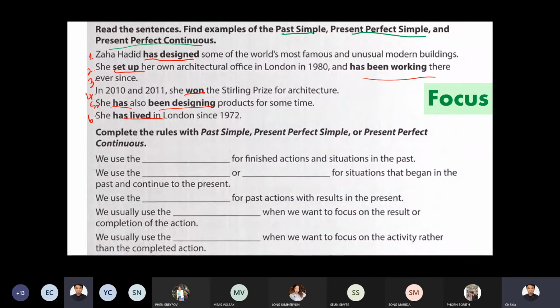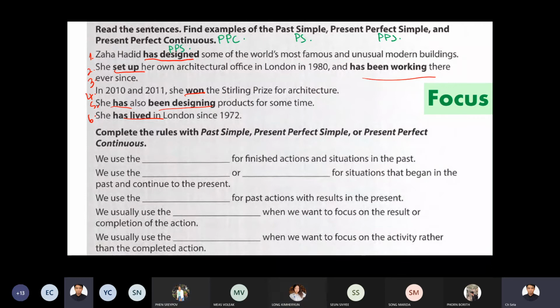Now look at number 1. Zaha Hadid has designed some of the world's famous and unusual buildings. You see the bold one, has designed. What kind of tense is it? Present perfect. So I will put past simple PS, present perfect simple PPS, and present perfect continuous PPC. Is it okay, guys? It's easy for us, all right? So number 1, what is it? Present perfect simple, PPS. Yes.